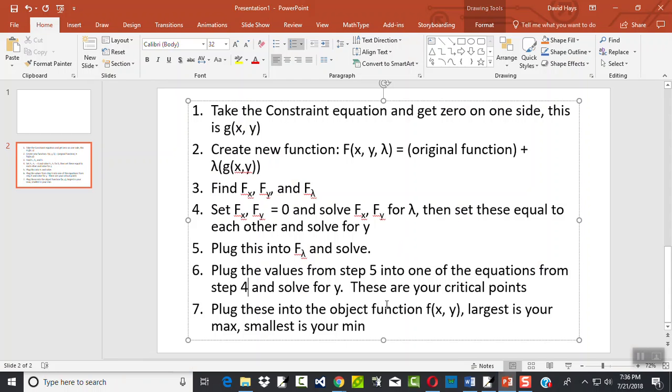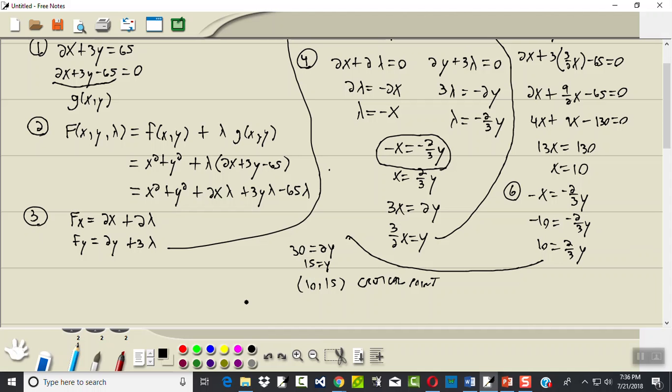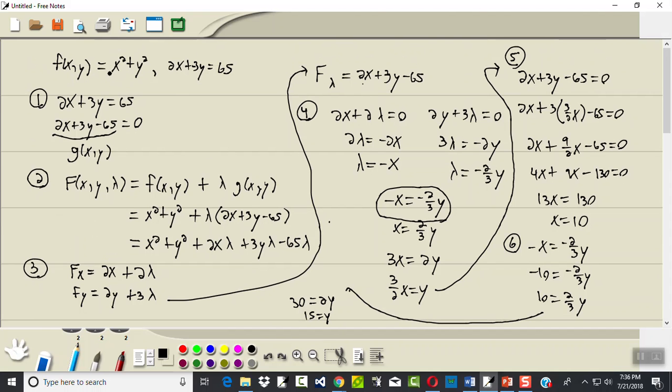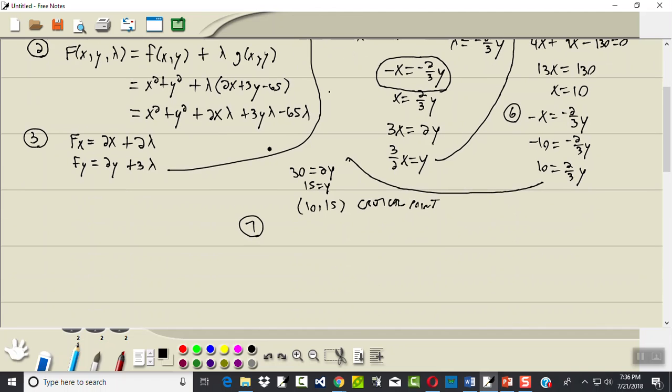From here we plug this into the objective function f of xy. Largest is your max, smallest is your min. They already tell you it's a min, so they give you that information. Now we're plugging this back into f of xy, which is x squared plus y squared. So x squared plus y squared gives us 100 plus 225, which gives us an answer of 325.